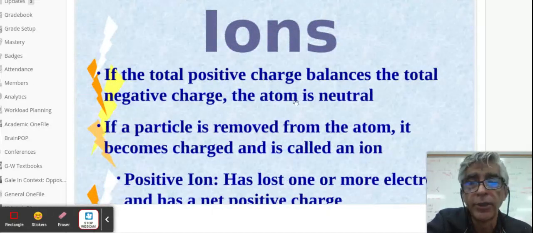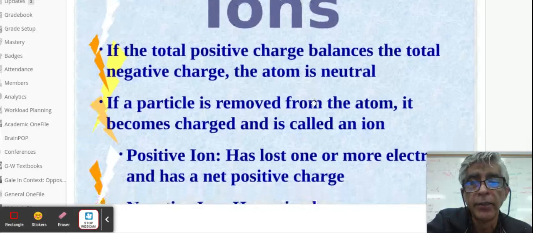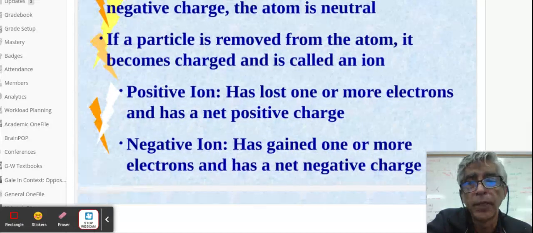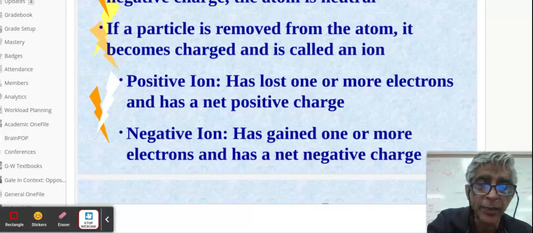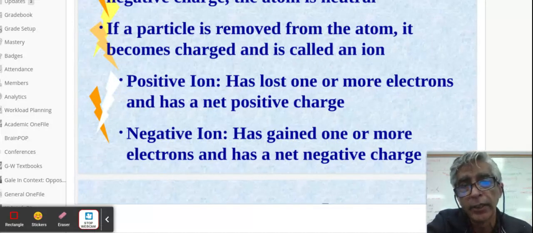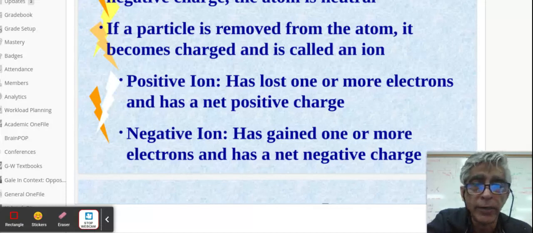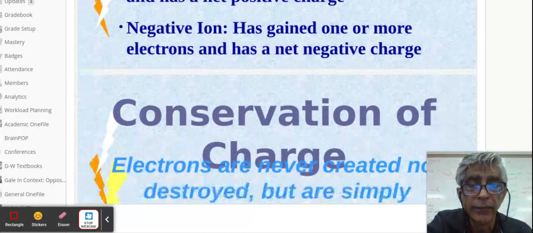There's some terminology here. I think you've probably learned this before, that if you lose electrons, then you're positively charged, so you're a positive ion. So the atom itself, because it's lost an electron, is now more positively charged. So it's called a positive ion. And if it gains an electron, it's a negative ion.